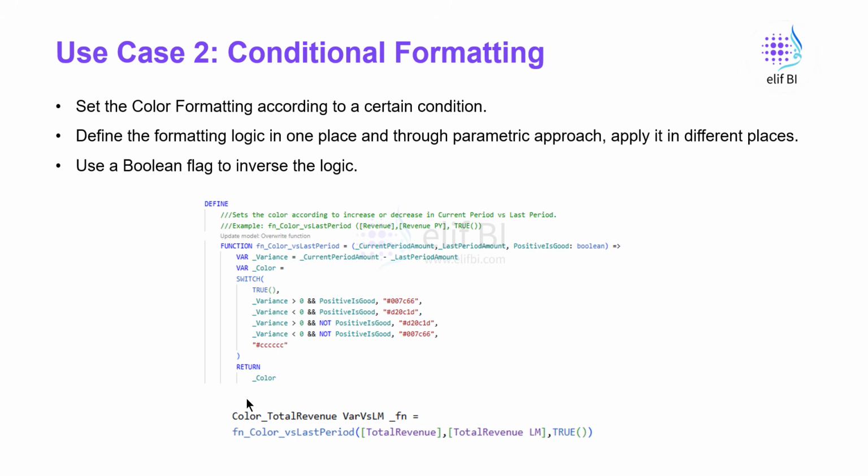And then you return the color. Finally, we define a function here. We take the revenue of the last month, and the Boolean flag. Let's do it in Power BI.